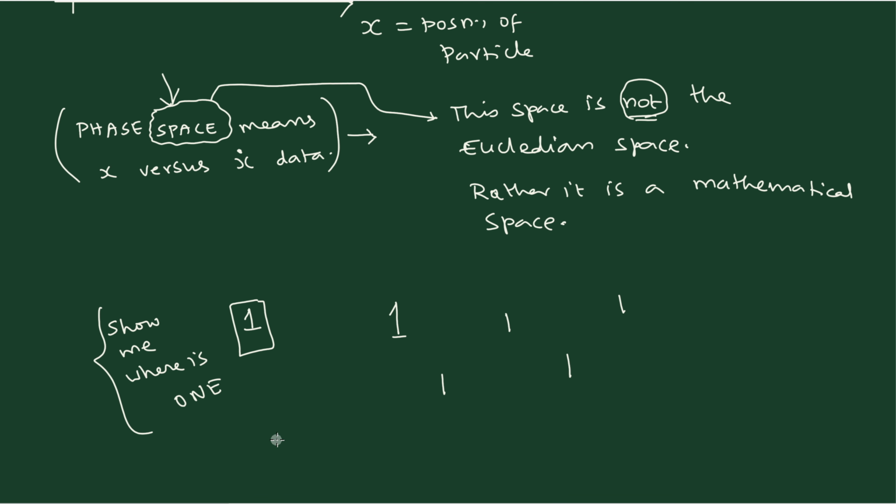But first of all, where was the 1 originally located? Can you show me where is the location of 1, where it exists? The answer is you can't show. The reason is the 1 is existing in mathematical space. Mathematical spaces are the ones which are not visible. You can't feel it, but they exist.